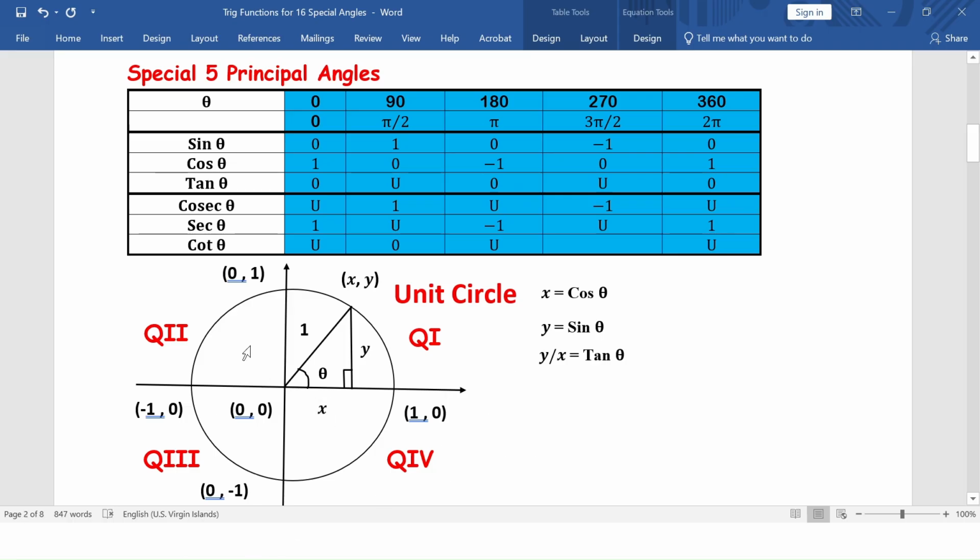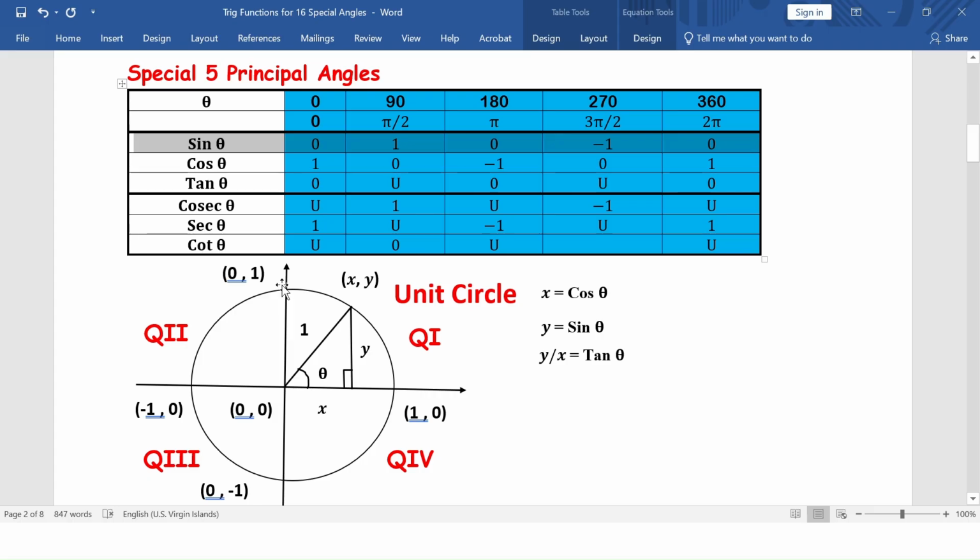How do we do it? I've already explained here that the x coordinate is cosine and the y coordinate is sine. If we start here, we are on 0, which will be the same as 360, 2 pi after evaluation. We want sine. So when we are here on 0, for sine we are looking at the y coordinate. So sine of 0 degrees is simply 0 here.